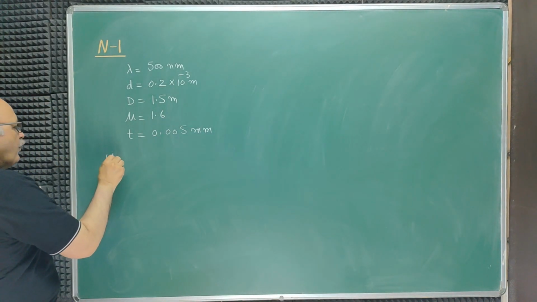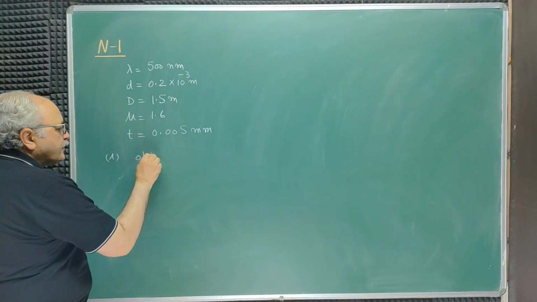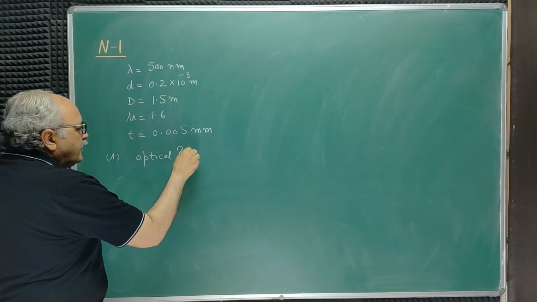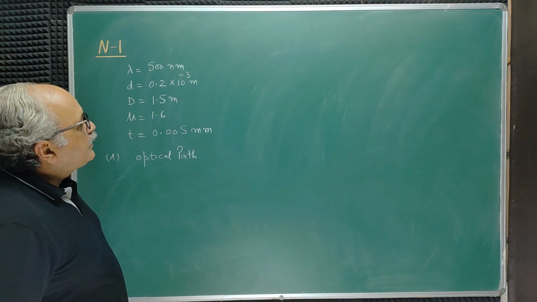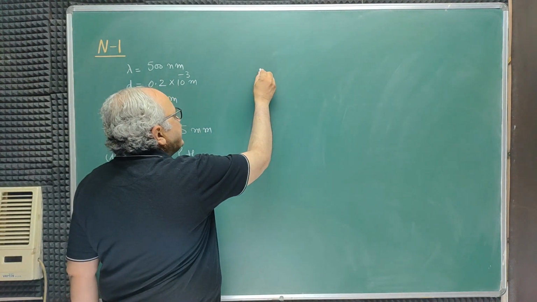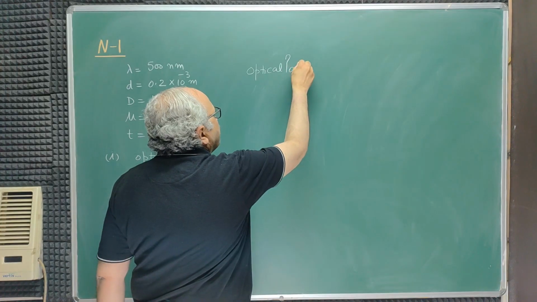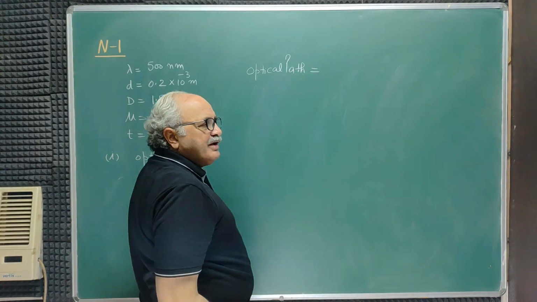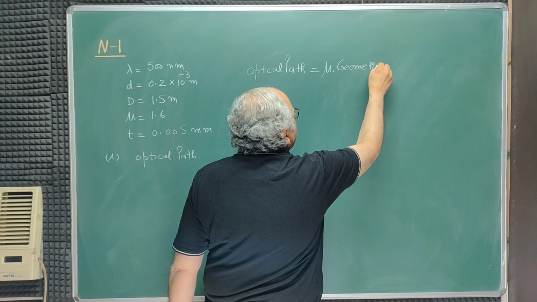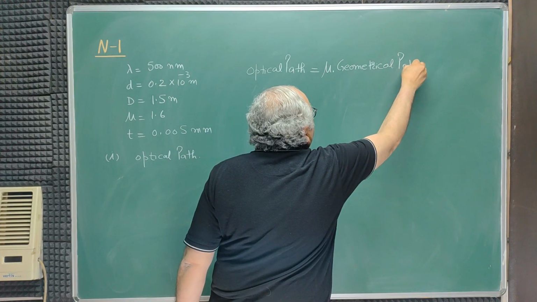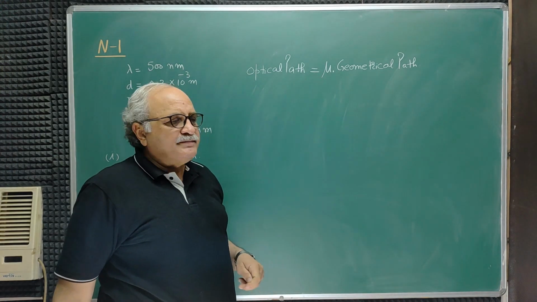The first thing they want us to find is the optical path difference introduced when this sheet is put into the picture. Let's understand, there is a relation between optical path and the geometrical path, like this. Optical path is mu times the geometrical path.